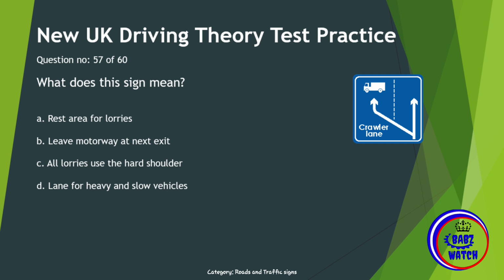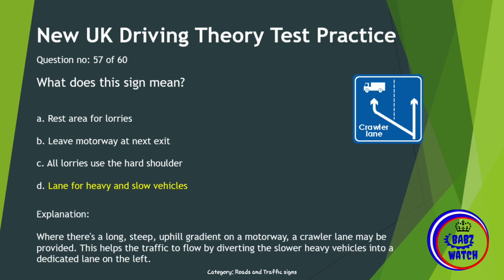Question 57 of 60. What does this sign mean? A. Rest area for lorries. B. Leave motorway at next exit. C. All lorries use the hard shoulder. D. Lane for heavy and slow vehicles. The correct answer is D. Lane for heavy and slow vehicles. Explanation: where there's a long, steep, uphill gradient on a motorway, a crawler lane may be provided. This helps the traffic to flow by diverting the slower or heavy vehicles into a dedicated lane on the left.